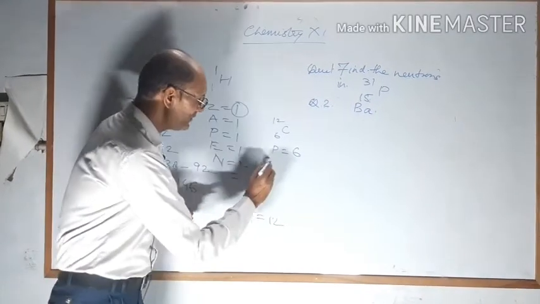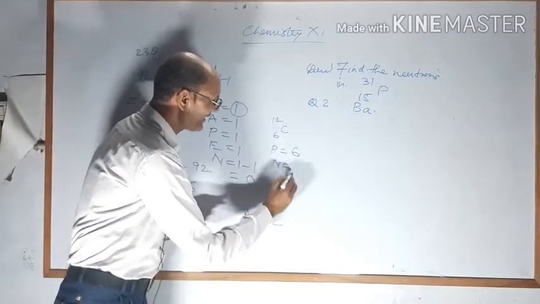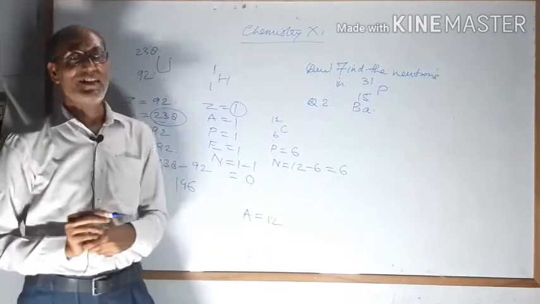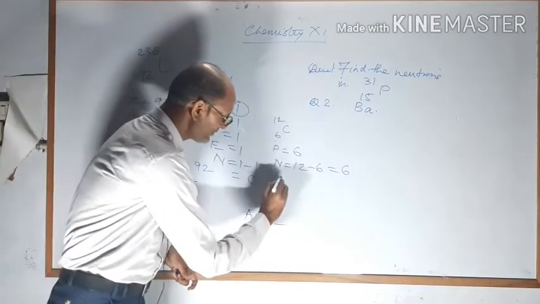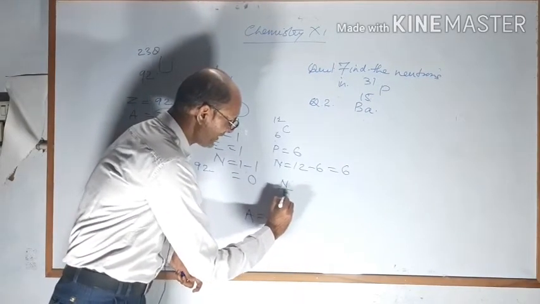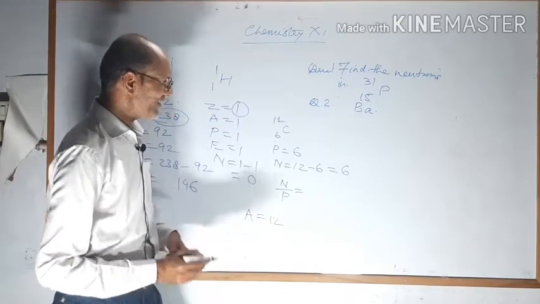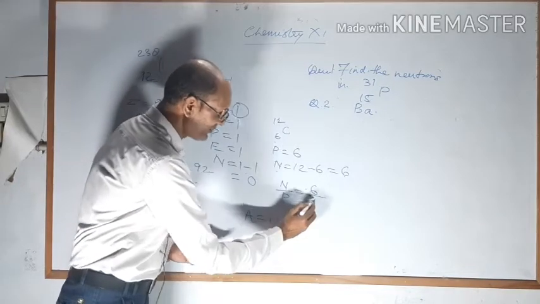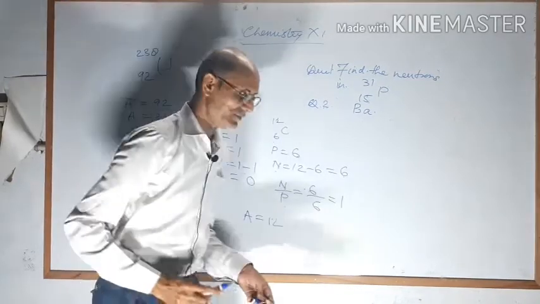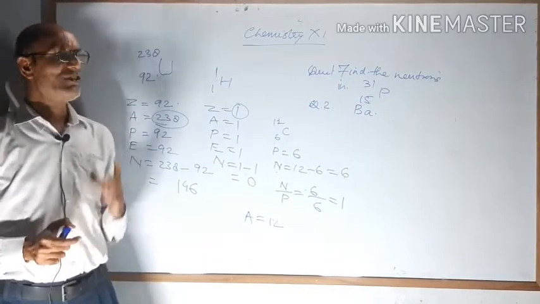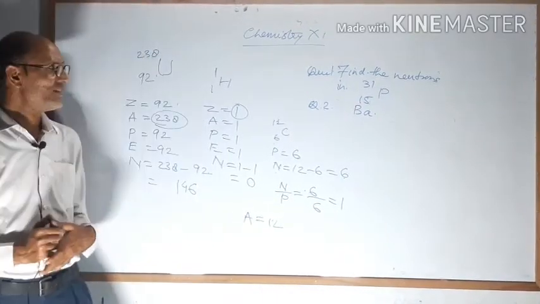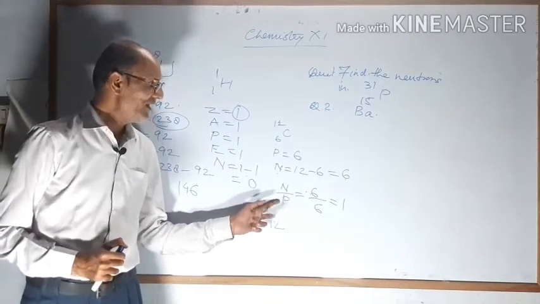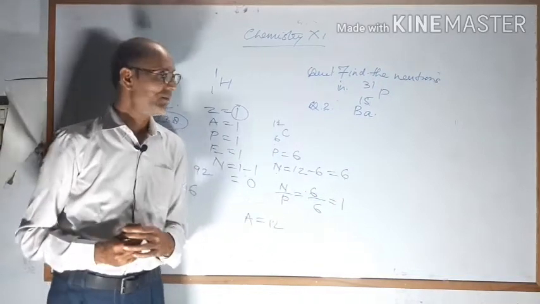And neutron is equal to 12 minus 6, which is equal to 6. Now if we calculate the ratio of neutron and proton, neutron upon proton, what will you write? 6 upon 6. So it will be 1. What you are seeing at the starting elements from hydrogen to calcium, when you find the ratio of neutron and proton, it will come approximately 1.